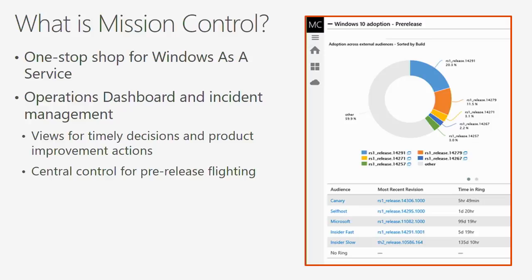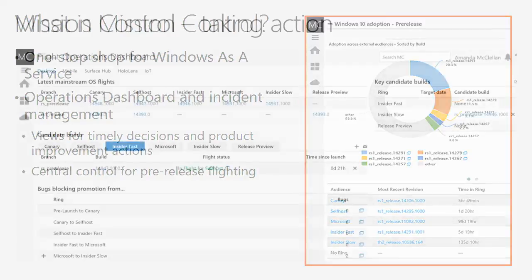In this particular picture, there are fairly old builds, but we've got devices in the Canary, Selfhost, Microsoft inside, fast and slow rings, and you can see the different times in the rings. We're always looking at how long the builds have been in the rings as we're deciding when we're going to push out to our insiders.